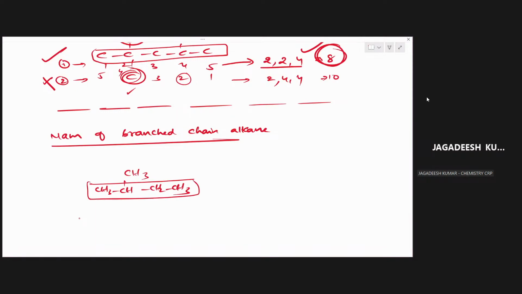And next, we should give the numbering. How to give the numbering? The substituent should get the least number, I told you. So from left to right only we should give, because the methyl group should get the least number from left to right. That's why it is getting 2. Now, next we have to write the name of this compound.